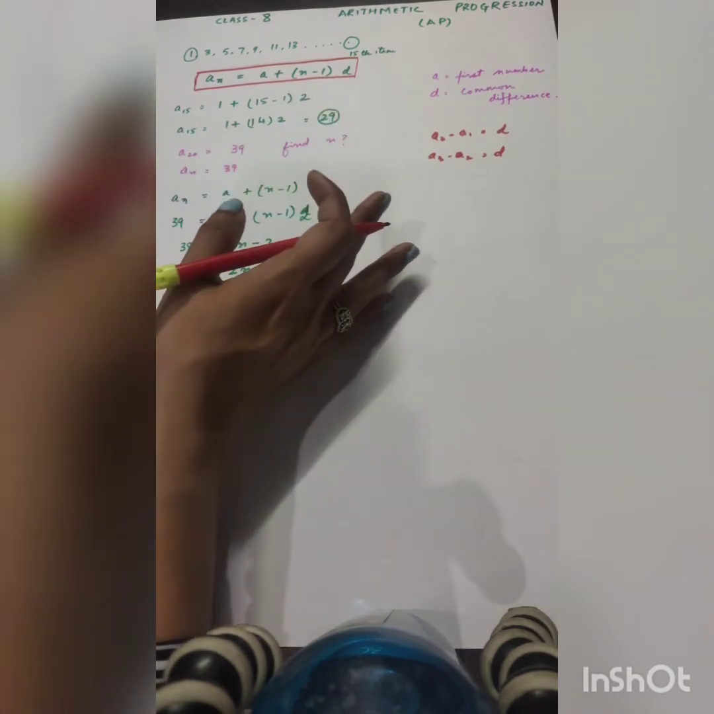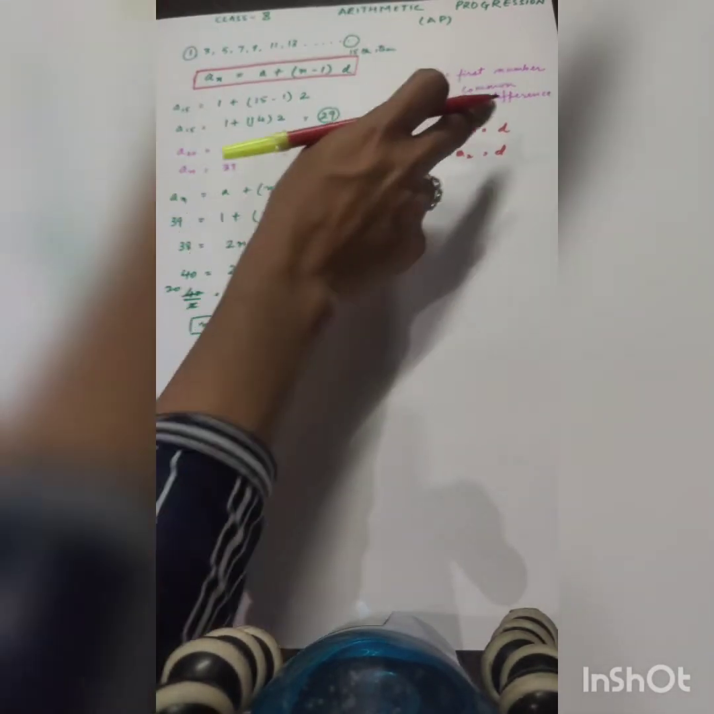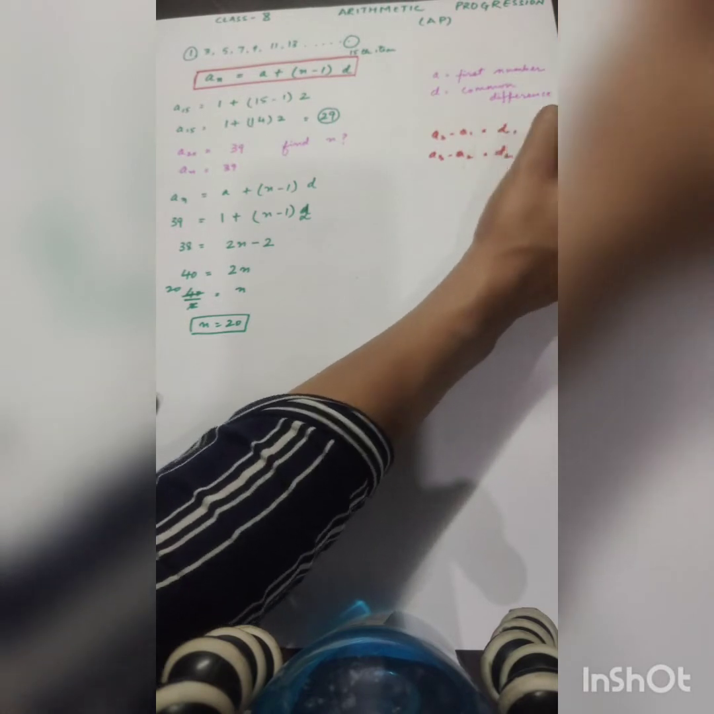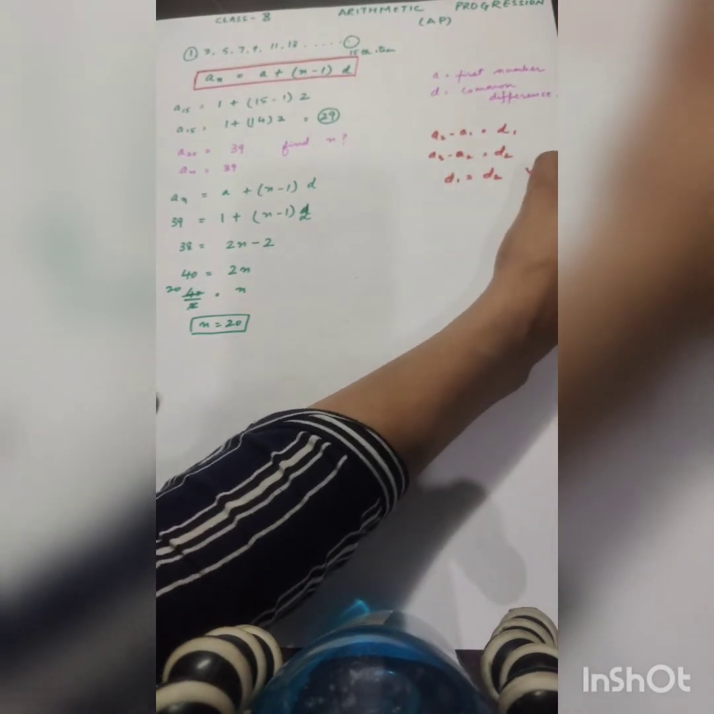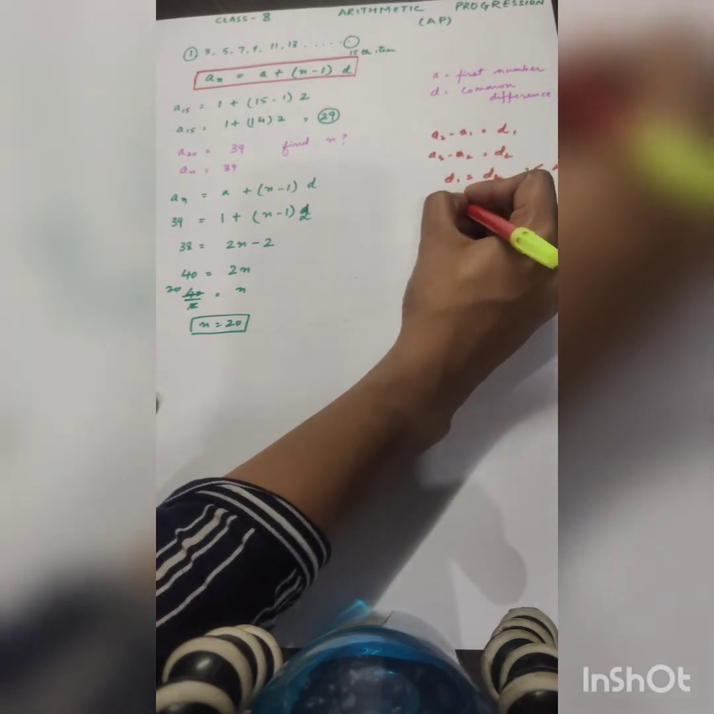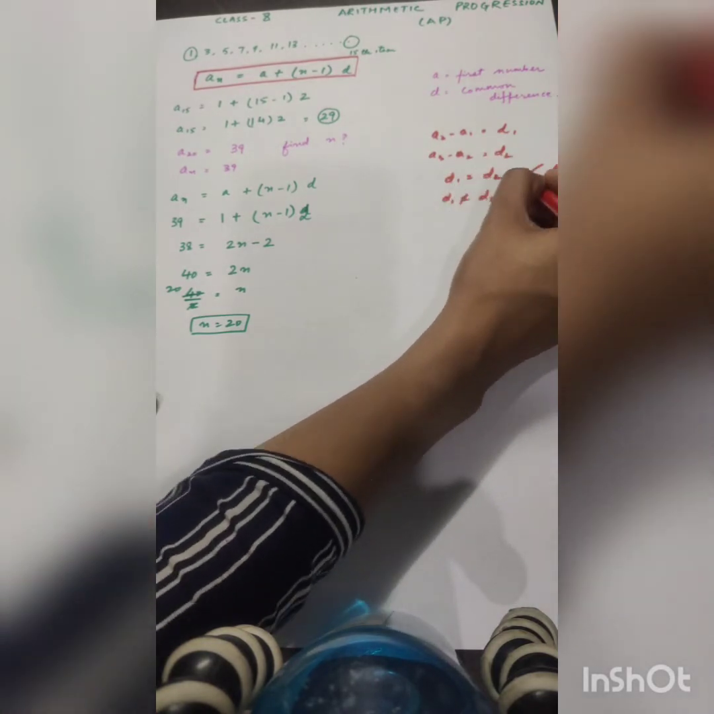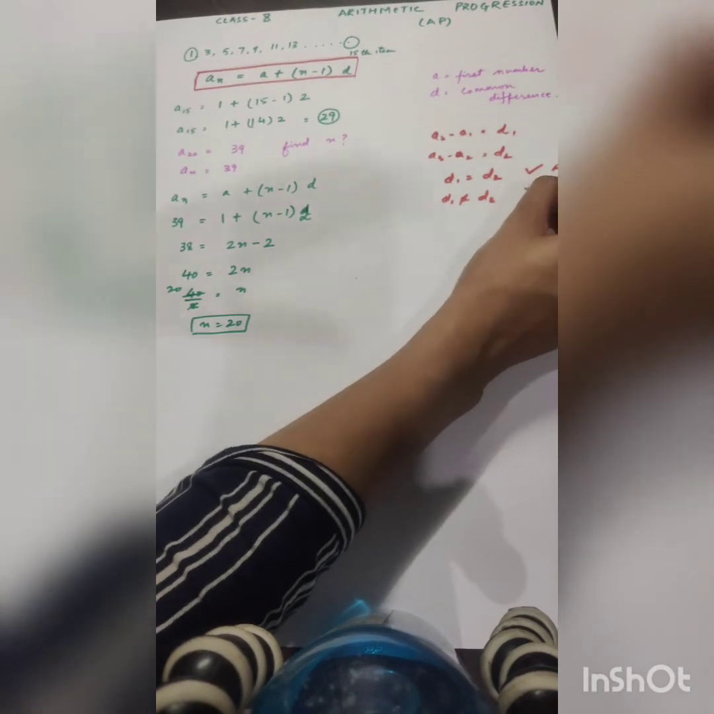That means this series is in AP. And if this difference, that is, this is say D1 and this is D2, if D1 is equal to D2, then yes, it is an AP. But if D1 is not equal to D2, then it is not in AP, right? So this gives you how to check whether a series is in arithmetic progression or not. I hope it is clear.